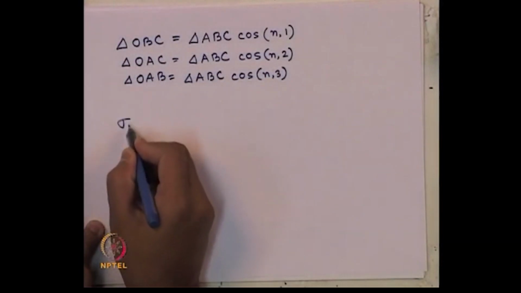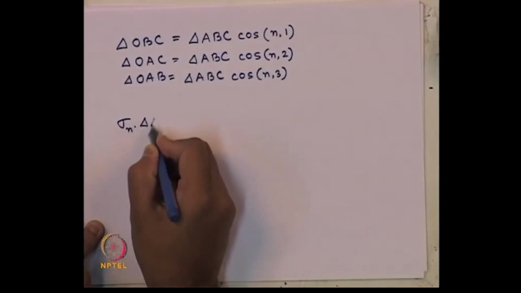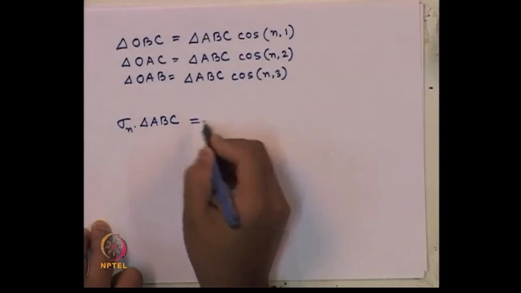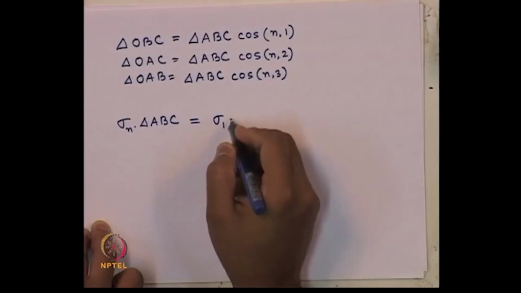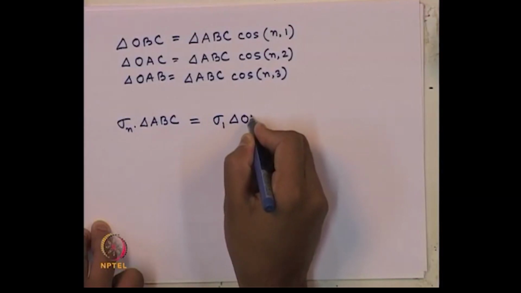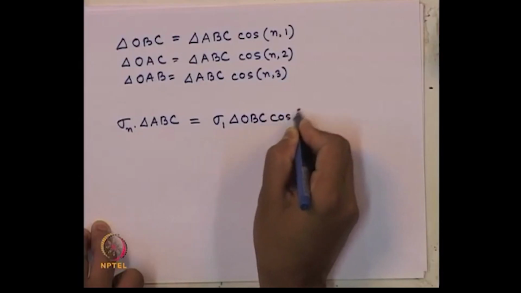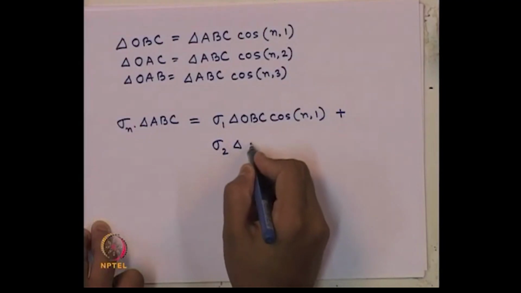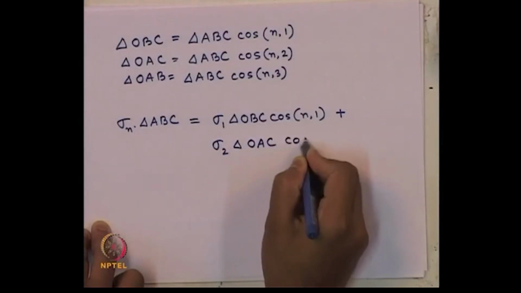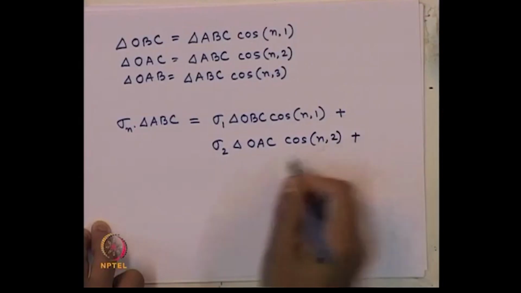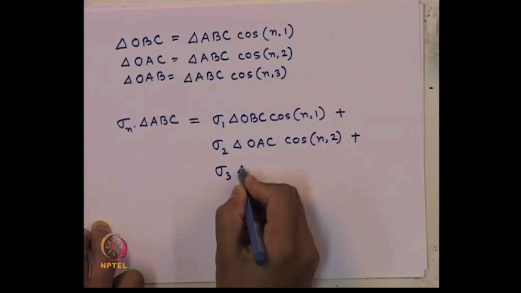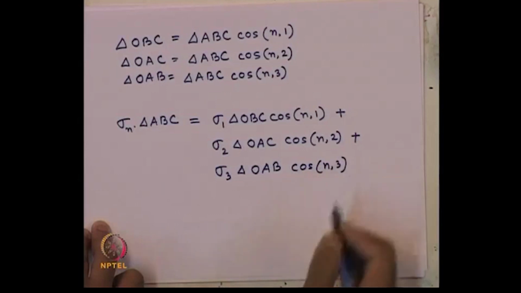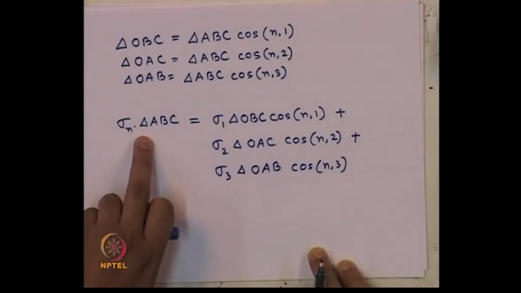The total normal force will be the normal stress times the area of that inclined plane, which will be equal to sigma 1 times OBC cosine n1 plus sigma 2 times OAC cosine n2 plus sigma 3 times OAB cosine n3. Total normal force I am obtaining.